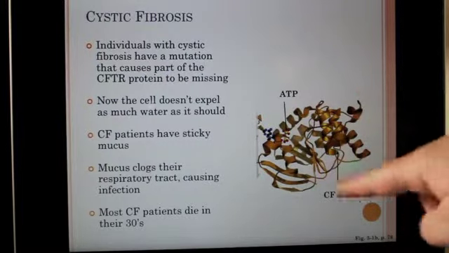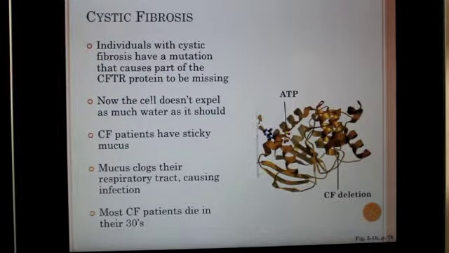This is the mutated form of the protein. Individuals with cystic fibrosis have a mutation that causes part of this protein to be missing. Now the cell can't expel water as well as it should. This means that the mucus of CF patients is really sticky. And this mucus clogs their respiratory tracts, causing them to have constant infections. Most patients with cystic fibrosis end up dying in their 30s, although medicine is working to extend this.